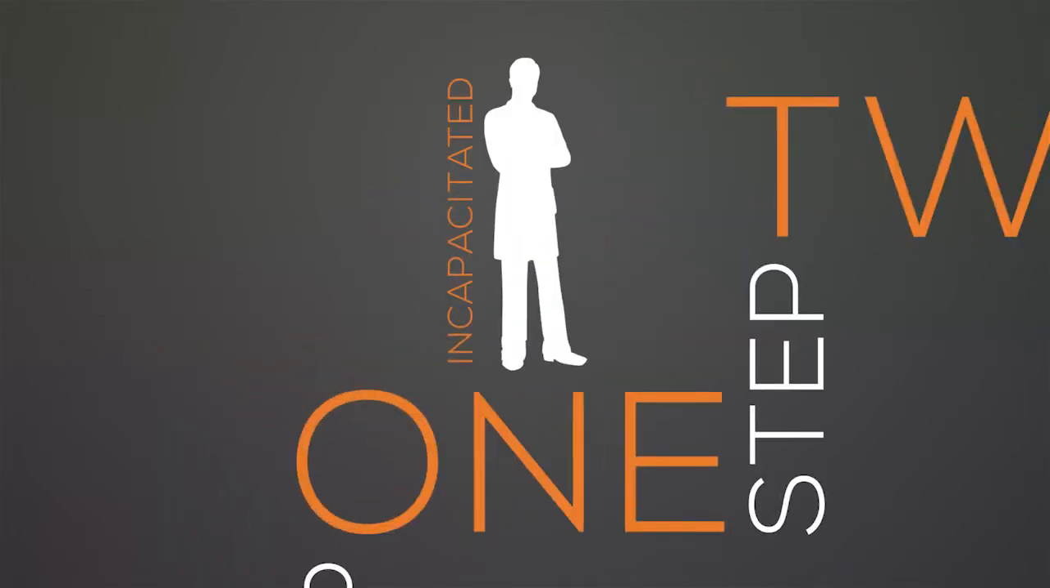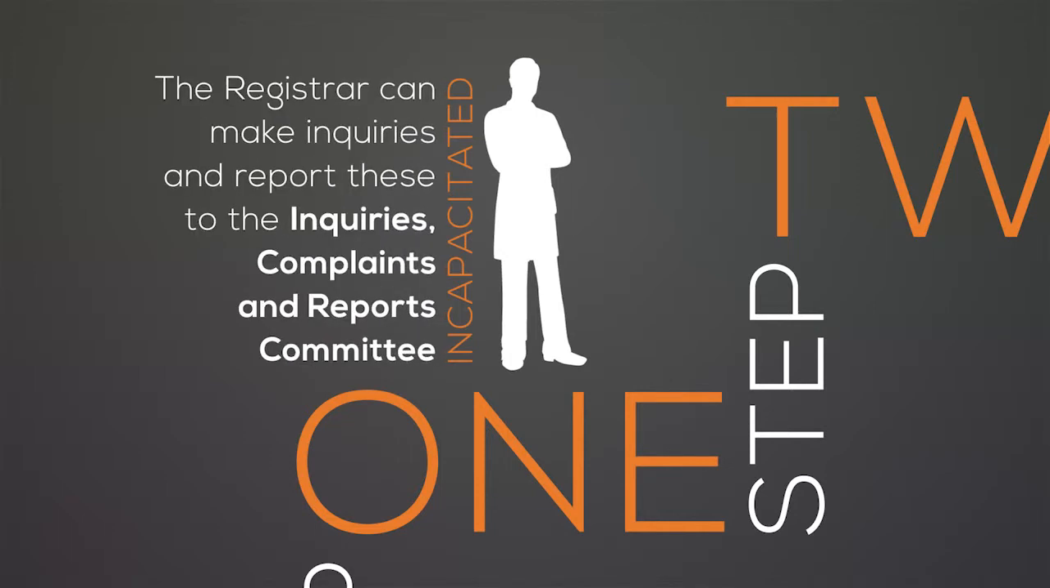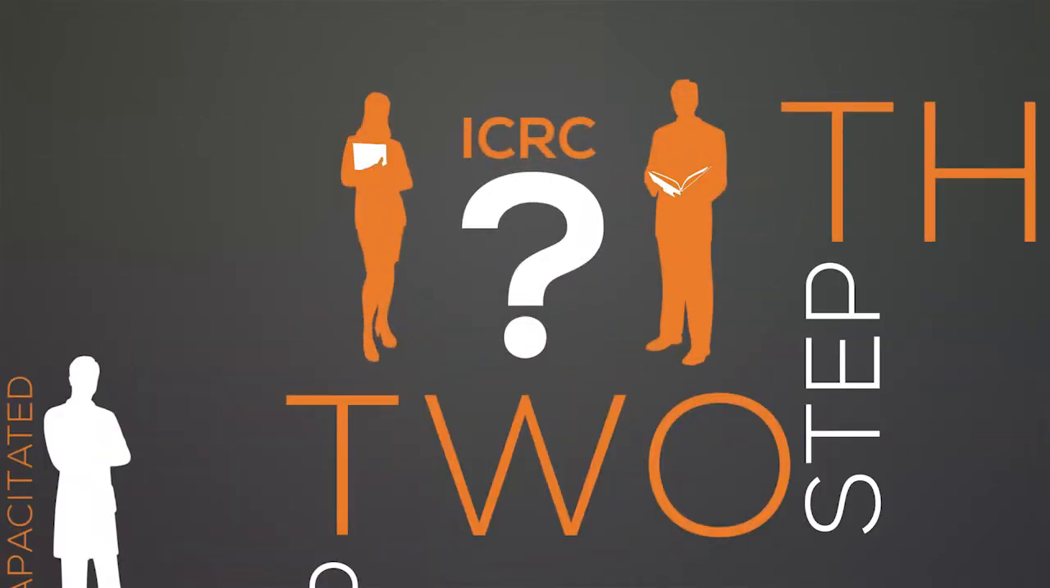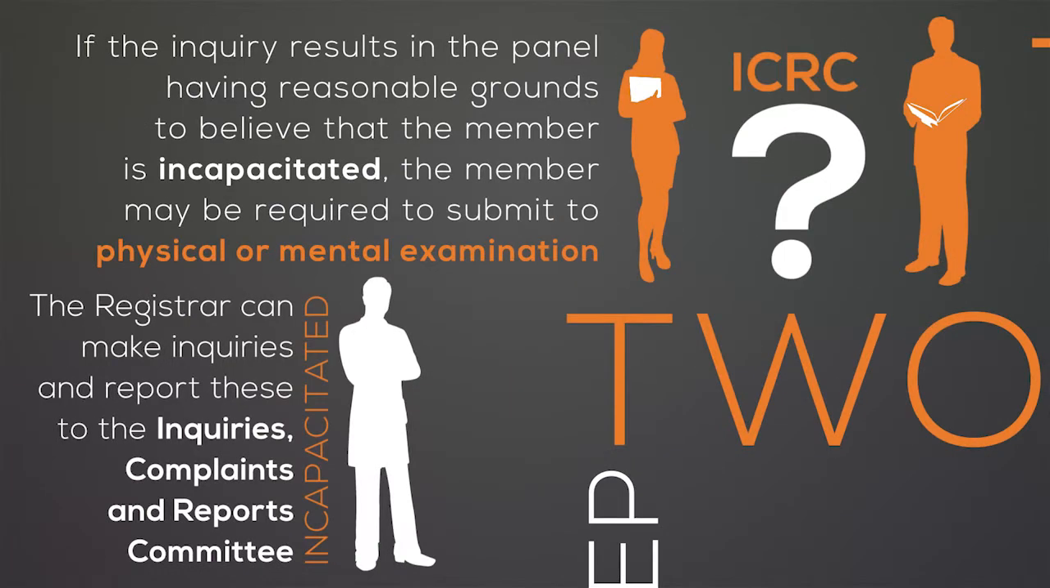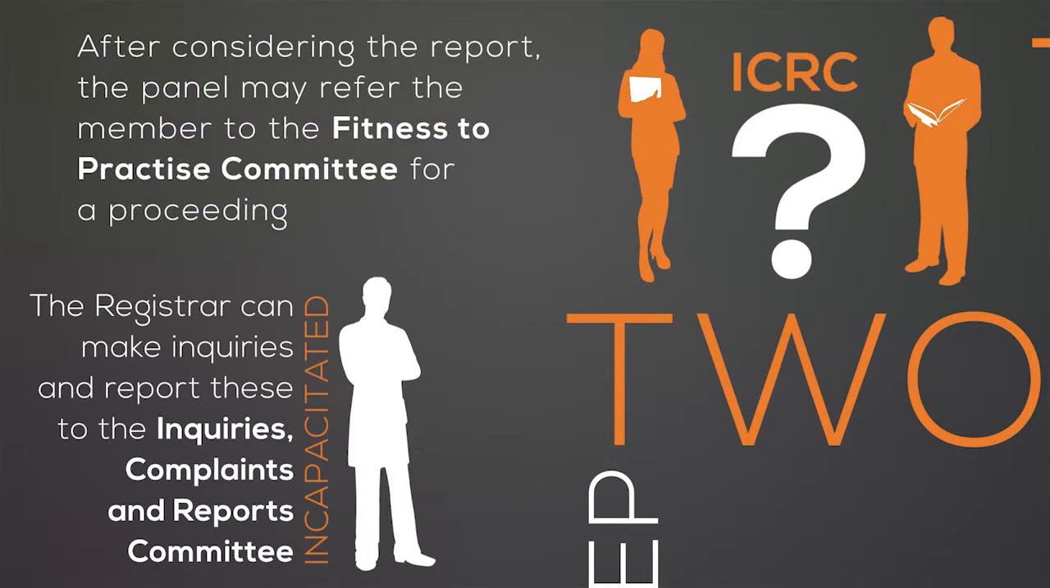Step 1. If the Registrar believes that a member is incapacitated, they can make inquiries and report these to the Inquiries, Complaints, and Reports Committee. Step 2. The ICRC may then appoint a panel to inquire into whether the member is in fact incapacitated. If the inquiry results in the panel having reasonable grounds to believe that the member is incapacitated, the member may be required to submit to physical or mental examination. Both the member and the panel receive a copy of the report. After considering the report, the panel may refer the member to the Fitness to Practice Committee for a proceeding.